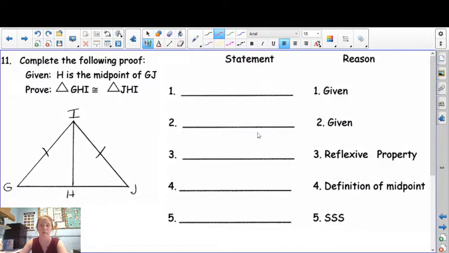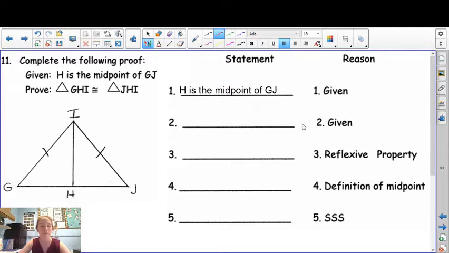Okay, we got some statements and I see the word given twice, so that means that there must be something in here that I can write on there. Well, only one given is typed out, so I can at least go ahead and start doing that. H is the midpoint of GJ.